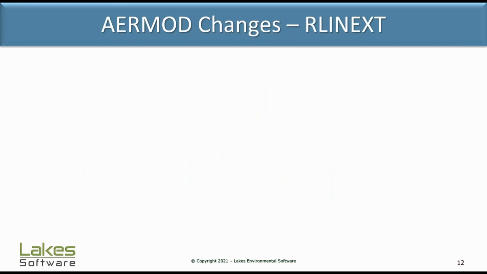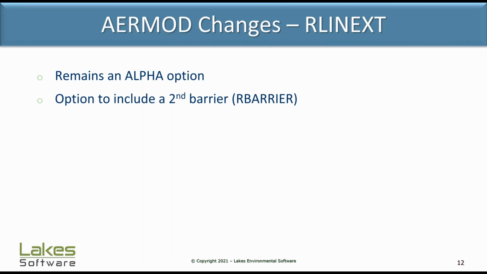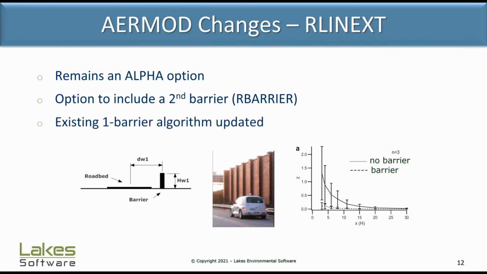Some formulation updates were applied to the RLine XT source. Recall RLine XT was first introduced in the 19191 model version as an alpha option, where it remains to this day. It's still an alpha option. And RLine XT was expanded to now include a second road barrier. The RLine XT source type allows for road depressions and road barriers, but the initial implementation just had a single barrier algorithm. That single barrier algorithm has also been updated in 21112, but now in addition to this single barrier, you can also apply a second on the other side of the roadway. So you can have an enclosed roadway with double barriers.